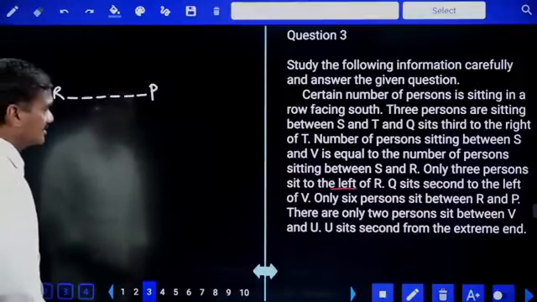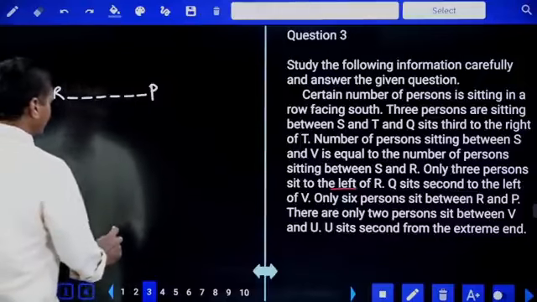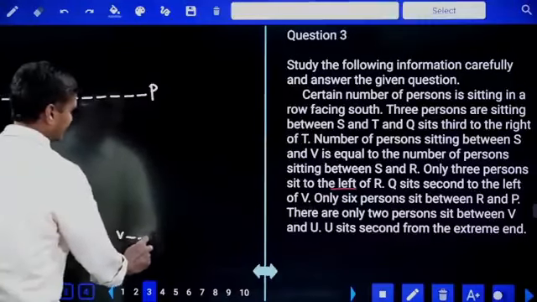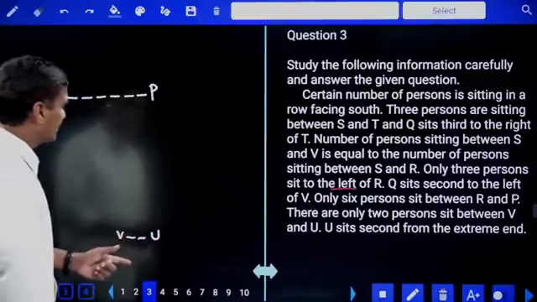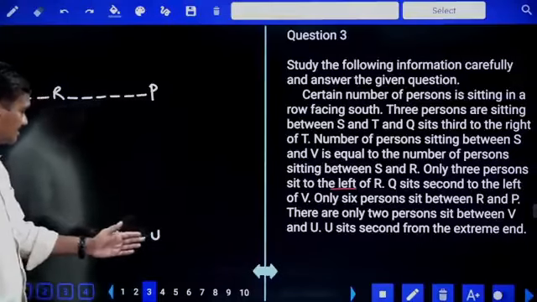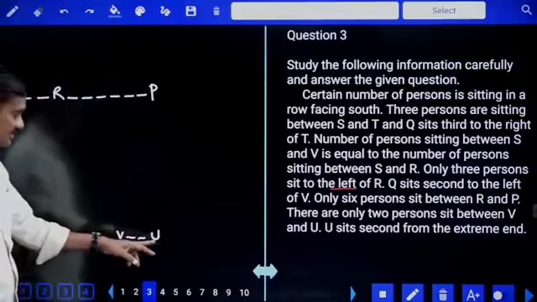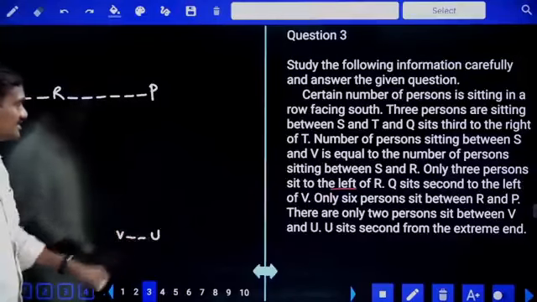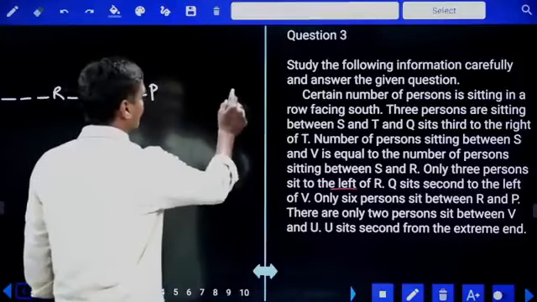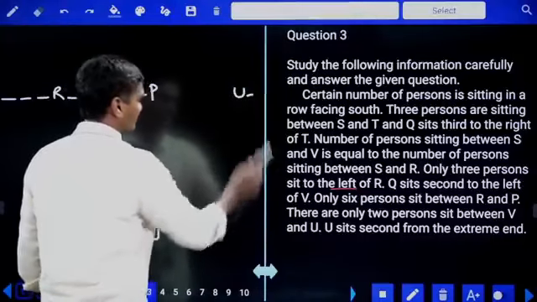There are 2 persons sit between V and U. Now between V and U, how many are there, tell me? There are exactly 2 persons. And U sits second from the extreme end. U sits second from the extreme end, that means it would be the left extreme. Why, tell me? V is third to the left, so U cannot be second. Hence U must be second from the right end.